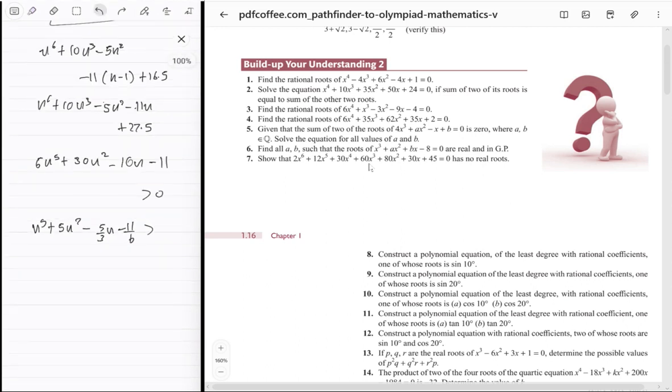Wait, it's not bigger than 0 or anything. That's not the thing we want to do. We want to set this equal to 0 and figure out the roots. This is getting too long, isn't it? Just for this kind of thing, you have to do all of that. It's not efficient.